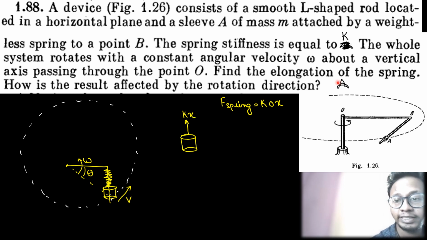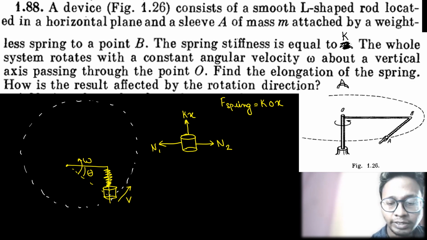We are seeing this from top view. That means the gravity or mg force is inside the plane of the screen. Now my next question is, what is the direction of normal reaction force? This side is normal reaction force or this side is normal reaction force, N1 or N2? Just apply some common sense. This velocity is constant. Why? Because omega is constant.